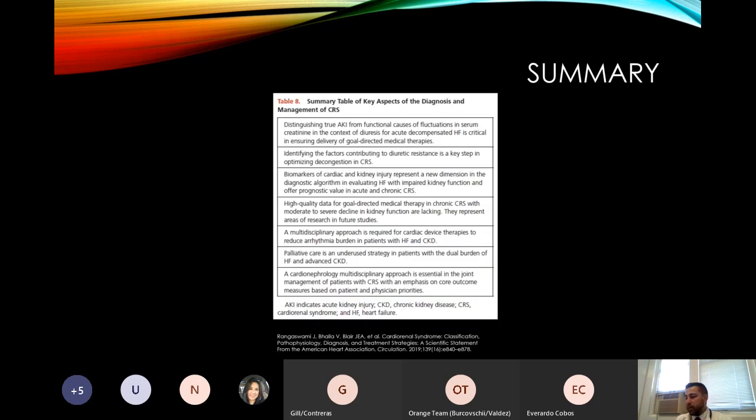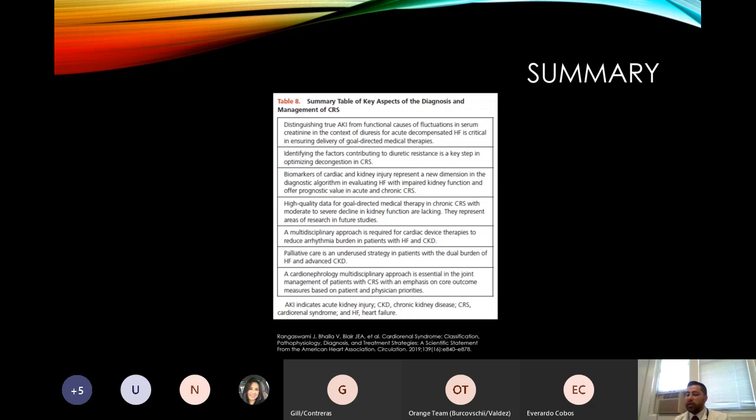This is one of the greatest slides, and I do believe it hits home the summary of the whole article. So I want to say verbatim what the future holds and what we have learned so far, especially in terms of treatment management and defining the events that we're trying to prevent. So what we would like to do is distinguish true acute kidney injury from functional causes of fluctuations in serum creatinine in the context of diuresis for acute decompensated heart failure. And this is critical in ensuring delivery of goal-directed medical therapies. We want to identify factors contributing to diuretic resistance, and that's a key step in decongestion for cardiorenal syndrome.